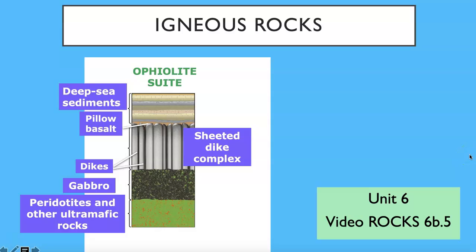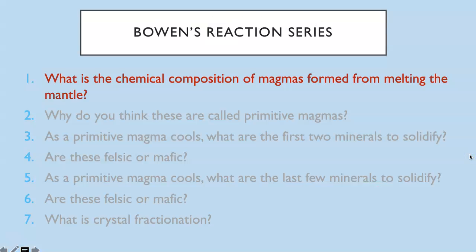Okay, let's finish up igneous rocks with a few more concepts such as ophiolite suites, which are an important type of igneous rock group. We're going to start by answering questions from the videos that you watched that I posed in Video Rocks 6b.1. The first set of questions had to do with the video about Bowen's reaction series, among other things. And what I'm going to do is I'm just going to highlight the question and then pop the answer up.